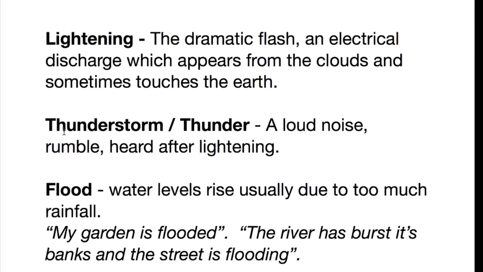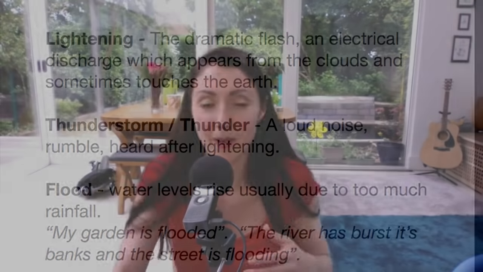And then we have obviously thunder. When you have thunder and lightning, people often talk about a thunderstorm. So a thunderstorm generally describes thunder and lightning and the general storm that goes with it. But thunder specifically describes that loud noise, the rumble that's heard after lightning appears. And often you can tell how close the storm is by the distance between the lightning and then the thunder.